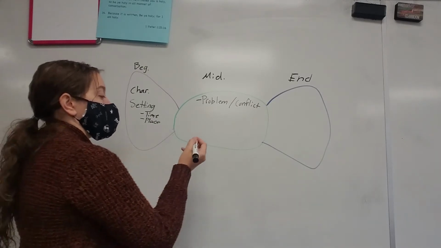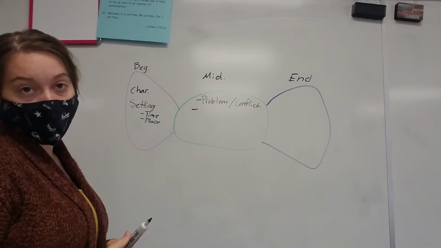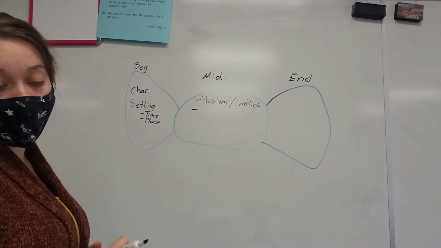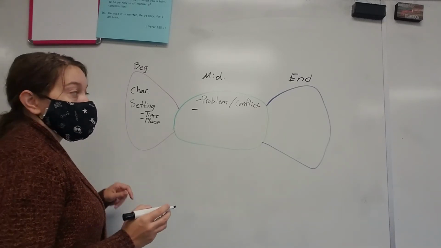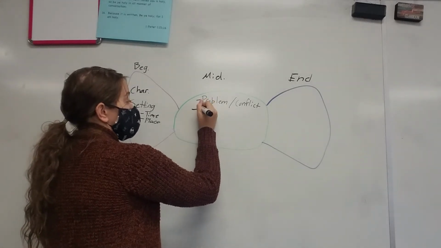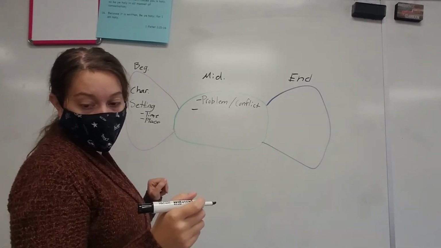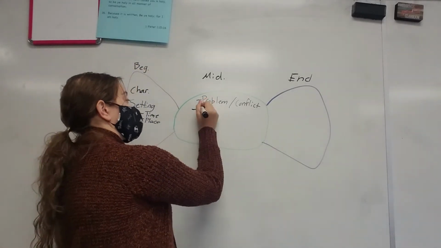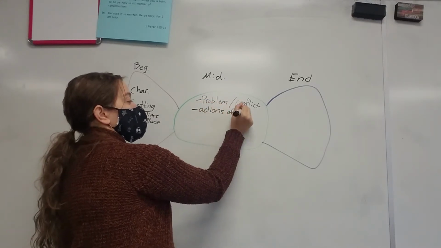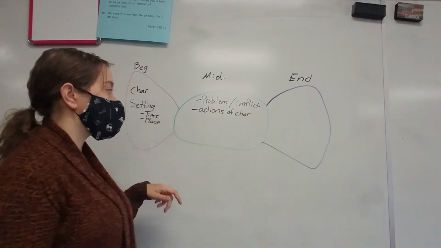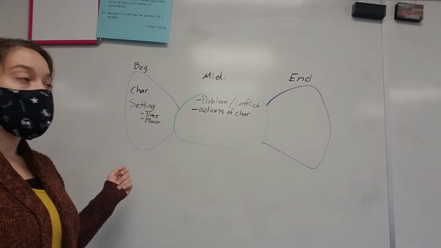What's something else that would happen in the middle? Samara? Some other characters come into the story. At the beginning it's only the main character, but some other characters can come into the story. So we can just say actions, because a lot of times when that happens, it's because of an action of a character. So we get more interactions and more details. Yes, event. Good, the event.